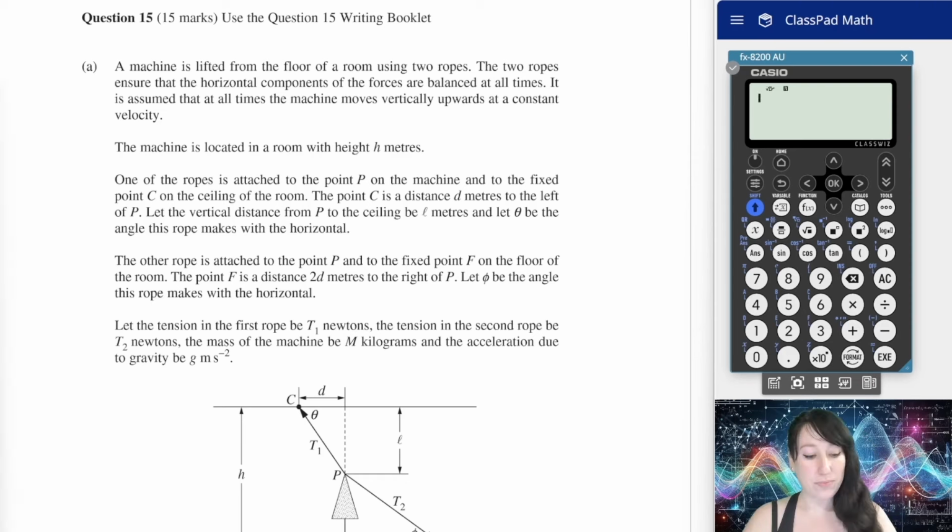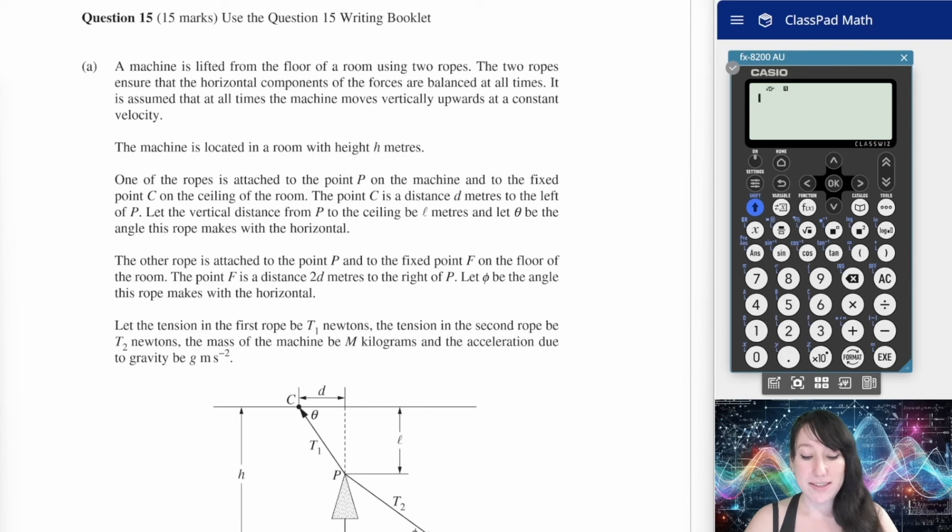Okay. Question 15a. A machine is lifted from the floor of a room using 2 ropes. The 2 ropes ensure that the horizontal components of the forces are balanced at all times. It is assumed that at all times the machine moves vertically, upwards at a constant velocity. The machine is located in a room with height h meters. One of the ropes is attached to the point P on the machine and to the fixed point C on the ceiling of the room. The point C is a distance d meters to the left of P.